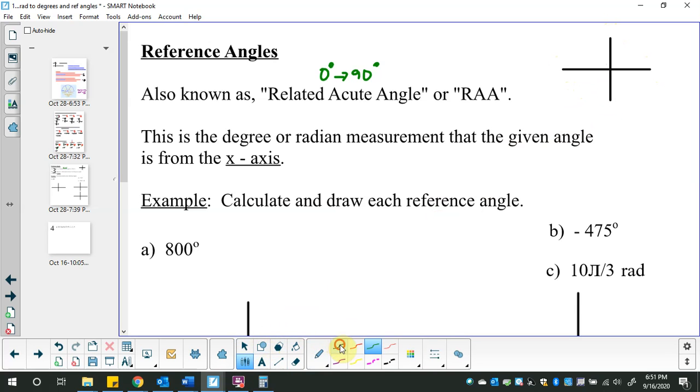Here's your x-axis. If your angle is in quadrant 1, your related acute angle is here. If it's in quadrant 2, it's here. If it's in quadrant 3, the distance from the x-axis is there. If it's in quadrant 4, it's here. So what I like to say is it's going to be in 1/4 of the bow tie. So you're either talking about this, this, this, or this.